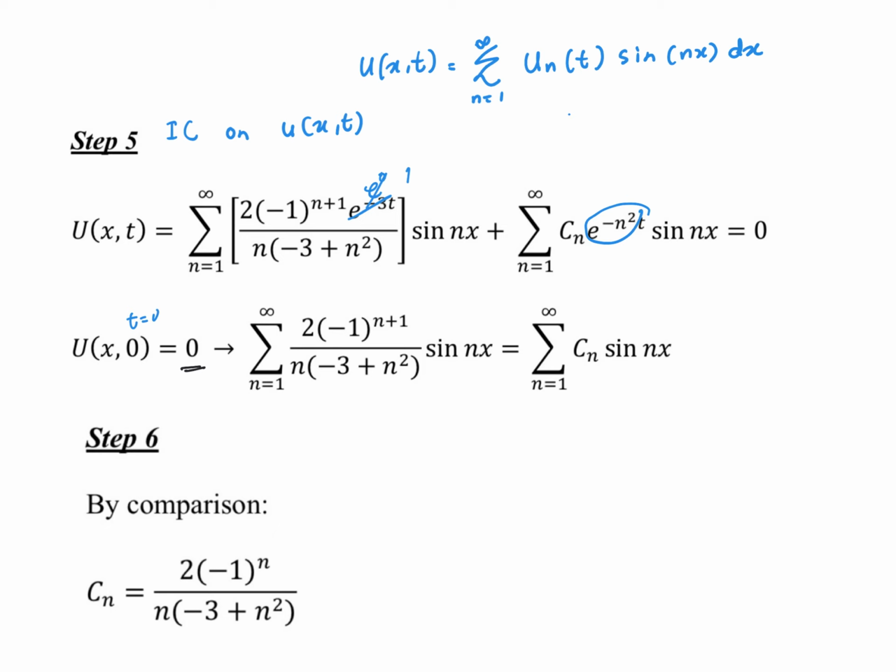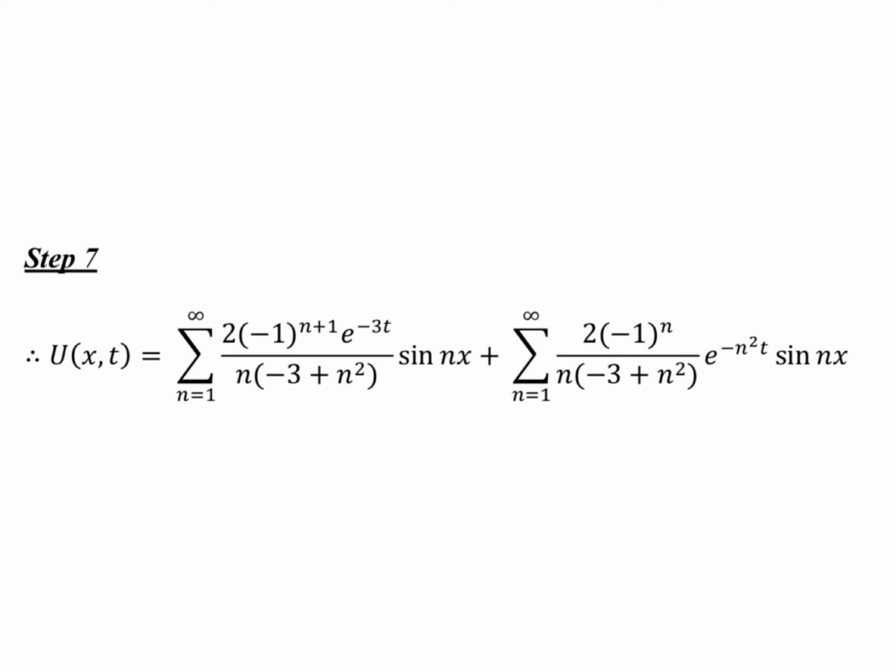So this one will be e to the power of 0, and we will get 1. After that, we will get this equation. Since the right side and the left side are the same, we can compare them to get the value of C_n. So by comparison, C_n will be equal to 2(-1)^n / (n(-3 + n^2)). The last step is to write back the full solution, which is u(x,t).